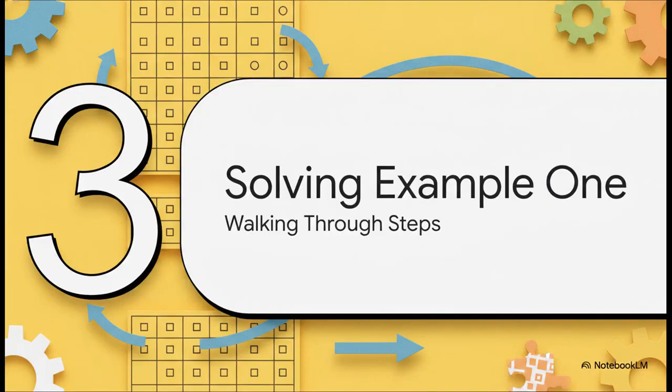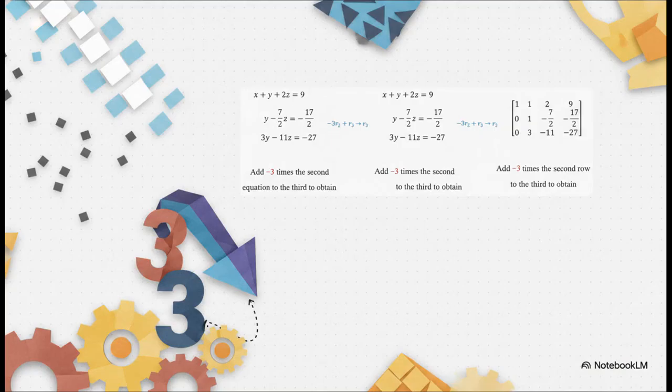Section 3. Solving example 1. Let's actually walk through our very first puzzle, frame by frame. So the crucial point is our initial strategy. Our overarching goal here is to get ones diagonally down the matrix from top left to bottom right and zeros everywhere else below them. Right now, check out the middle matrix. We have a 1 in the y column of the second row, but right below it in row 3, there's this stubborn 3. So how do we eliminate it?